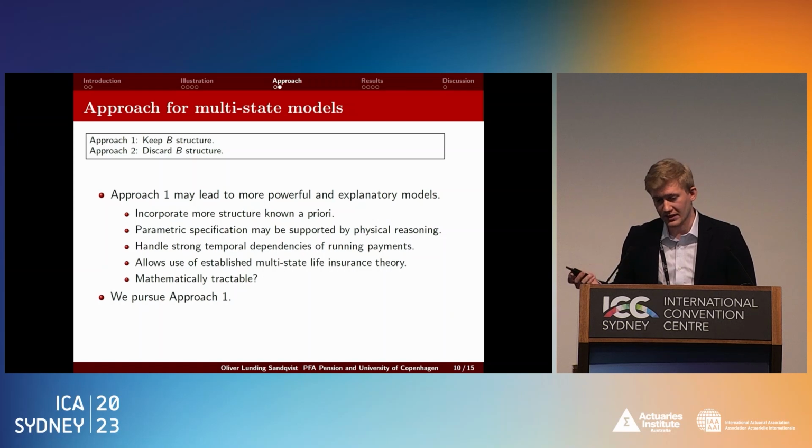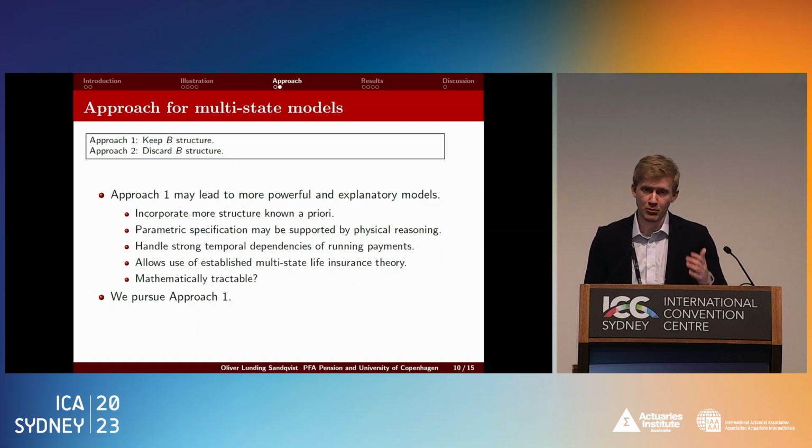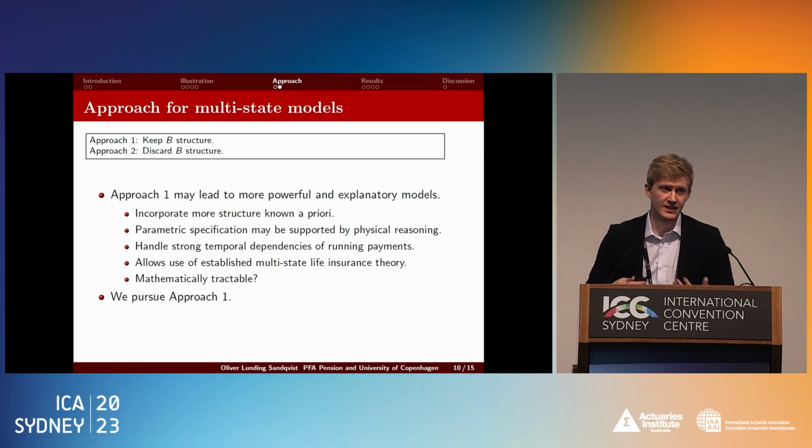So we think generally that approach 1 should lead to better models, both more powerful and more explanatory, for several reasons. So the first, most obvious reason is that you incorporate more structure in your model that is a priori known to be true. So you don't really need to waste data learning structure that you knew was there already. Also, the state process is very nice. It has some objective meaning, so it might be easier to choose a good parametric model, whereas if you do non-life insurance, it's sometimes a bit less obvious how you should choose a good parametric model for example, the payment sizes.